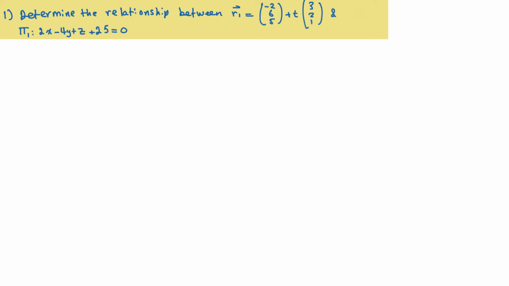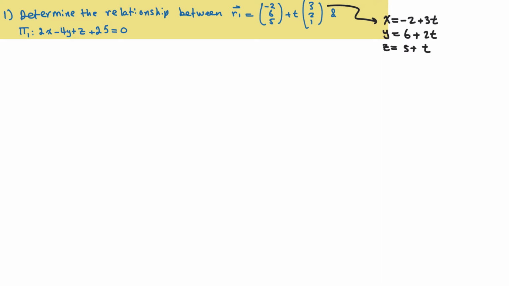First thing we want to do is, well, we don't have to actually do this, especially if we're more comfortable, but I like to change things into parametric equations. X here is going to equal -2 plus 3 times t. Y is going to equal 6 plus t times 2. And z is going to equal 5 plus t times 1, which is just t.